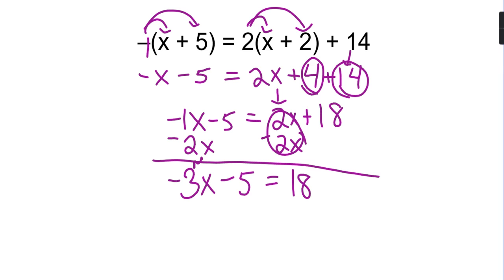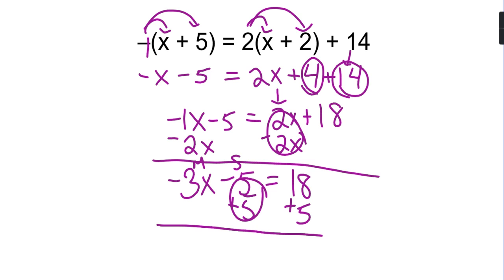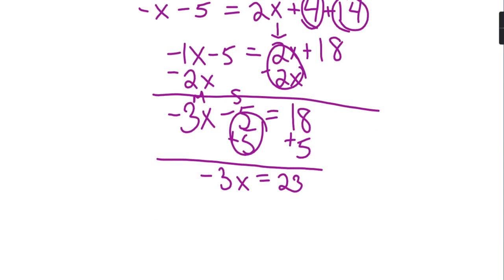Negative 3 multiplied by x, subtract 5, the opposite would be to add 5. Negative 5 and positive 5 makes 0, that's why it cancels. Add 5 on the right side as well. Now we have negative 3 multiplied by x equals 23. Okay, so now if I have negative 3 multiplied by x, the inverse would be to divide by negative 3. Negative 3 over negative 3 is 1. Divide by negative 3 on the other side as well.